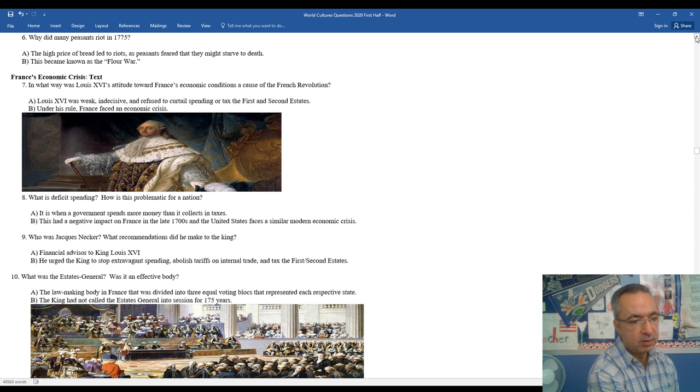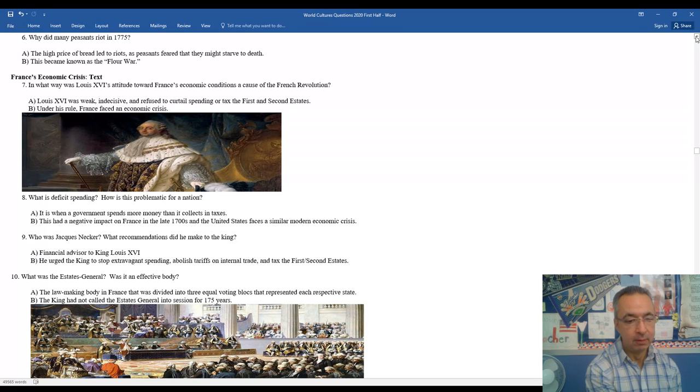Okay, I alluded to deficit spending a moment ago. Basically, that's when the government spends more money than it collects in taxes. Of course, this had a negative impact on France in the late 1700s. The United States today faces the biggest budget deficit in the history of all humankind at $27+ trillion. That's right, trillion with a T.